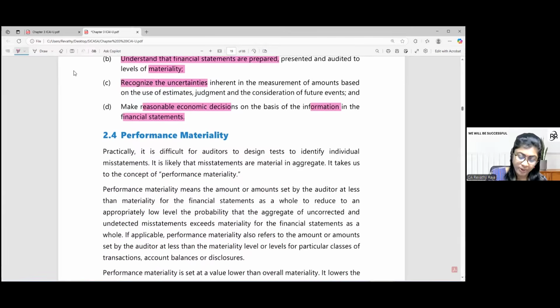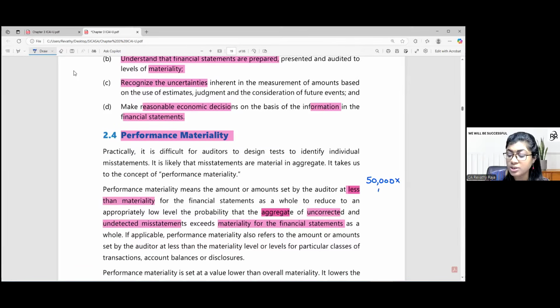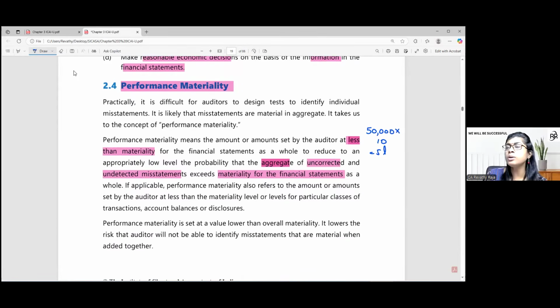Then didn't we say about performance materiality? Performance materiality, in our example, how much? 2 lakh is materiality. Performance materiality is 50,000, meaning less than materiality. Why? So that the aggregate of uncorrected, undetected misstatements would not exceed materiality. Meaning 50,000 in my example. And do you remember, 50,000 into 10 amount, 5 lakh. Hadn't we seen this, aggregate of misstatements would be more than 2 lakh. And are you following?